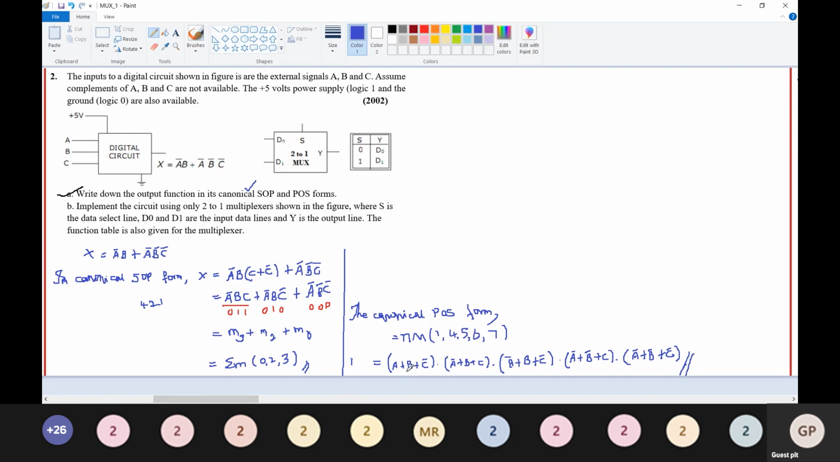Okay. So this is your canonical POS form, and this is your canonical SOP form. Now we are going to implement this given circuit using a 2:1 mux.